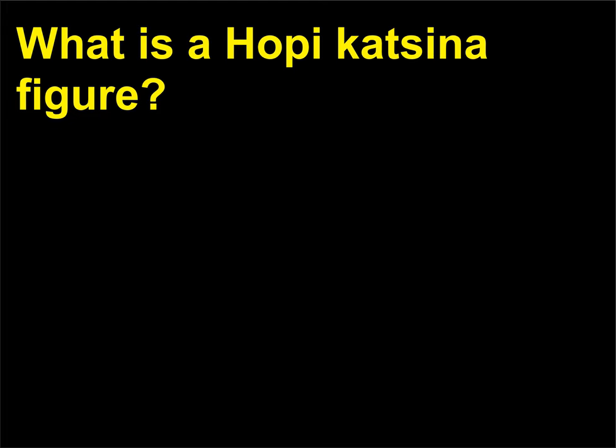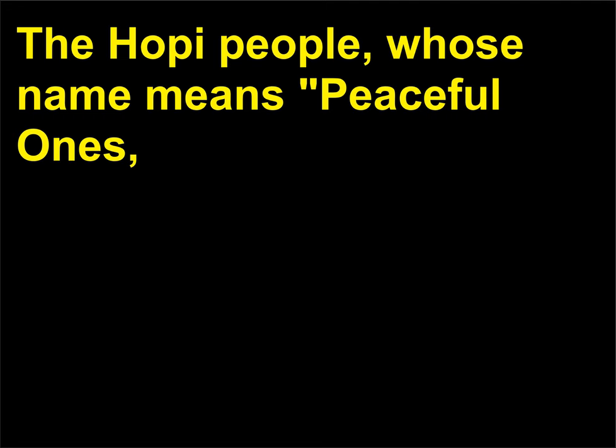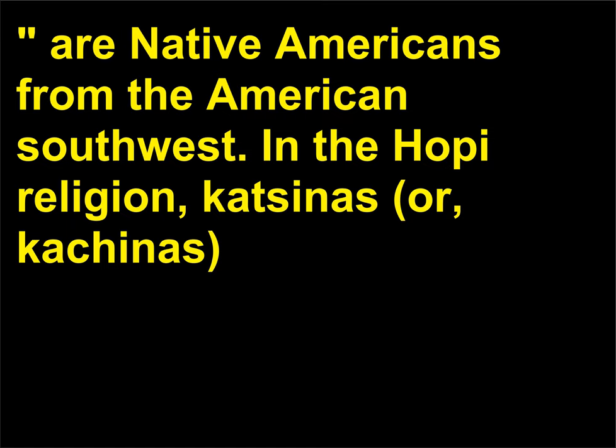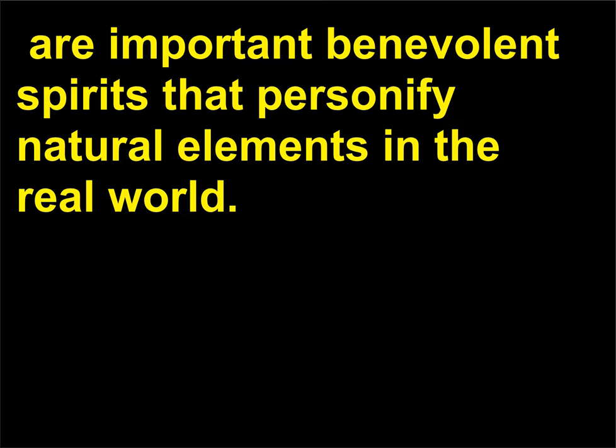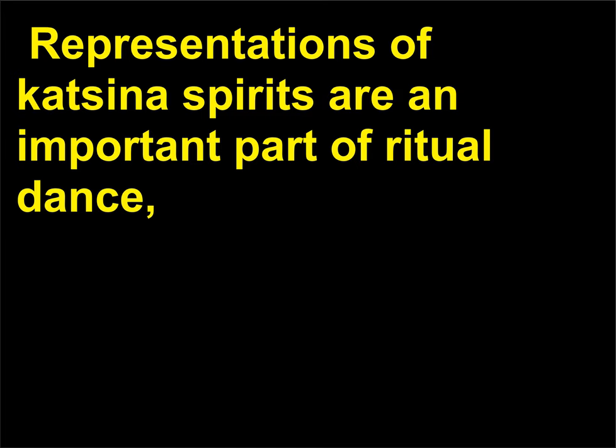The Hopi people, whose name means peaceful ones, are Native Americans from the American Southwest. In the Hopi religion, Katsinas, or Kachinas, are important benevolent spirits that personify natural elements in the real world. Representations of Katsina spirits are an important part of ritual dance.